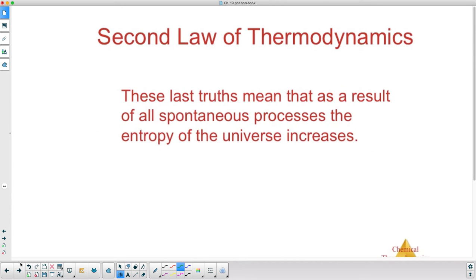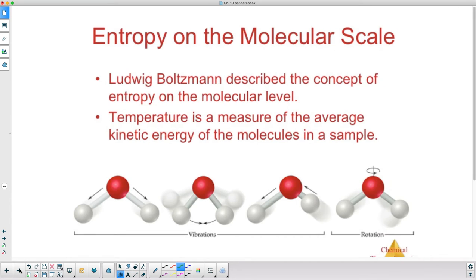Last truths mean the result of all spontaneous processes, the entropy of the universe increases. Okay, good. Boltzmann's constant. Ludwig Boltzmann described the concept of entropy on the molecular level. He talks about all the different ways a molecule, like a water molecule, can move.